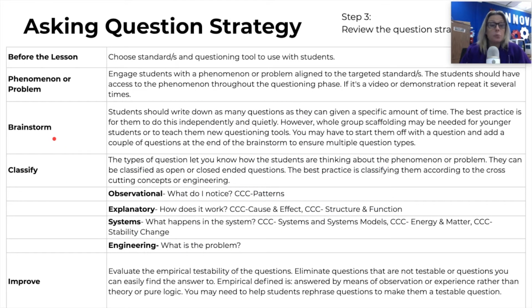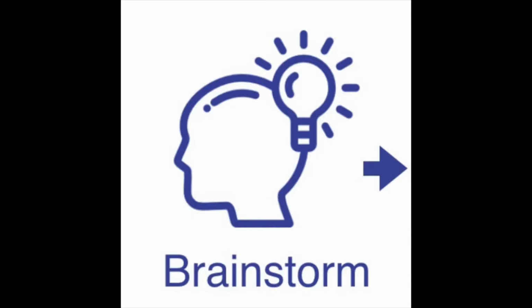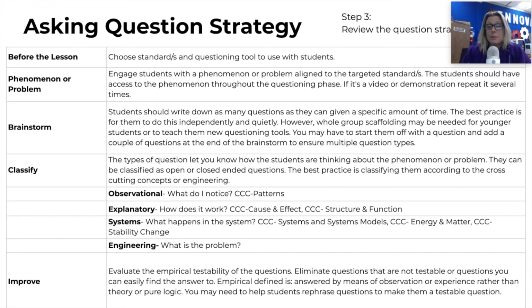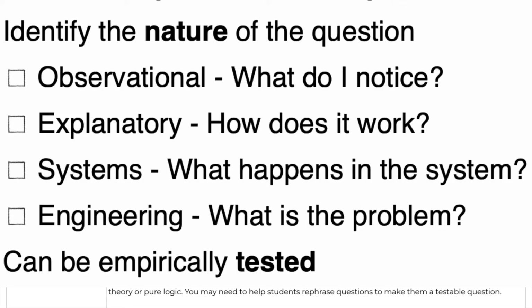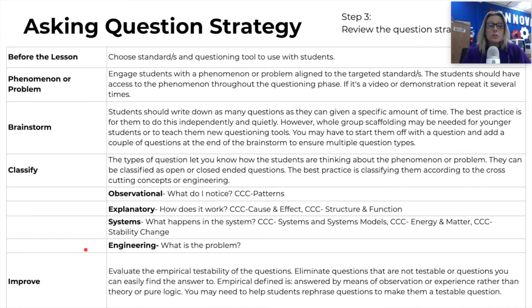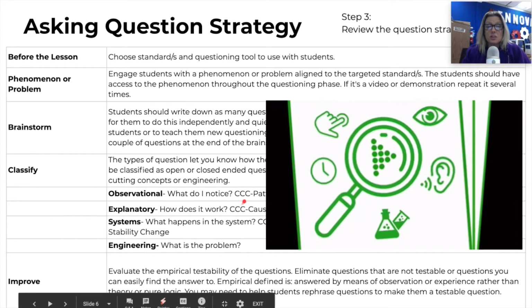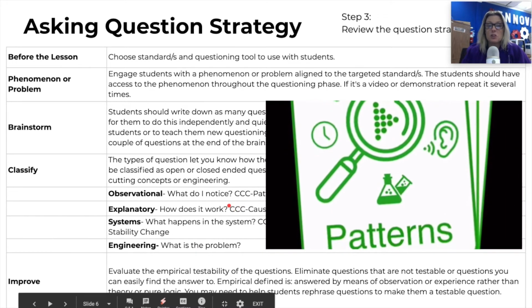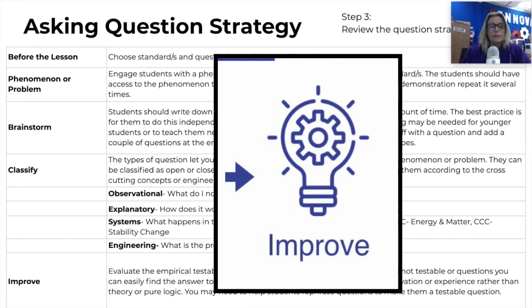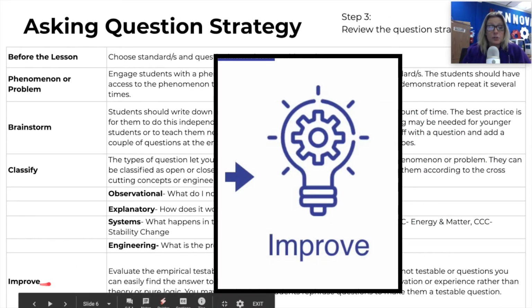So having those kids brainstorm their questions, you want them to at least put down 8 questions. You might want to start them with a question if they're having a hard time, have them ask some questions, and maybe even do some follow-up questions like you saw in the video. Next, the kids are going to classify the questions. Organize them by these 4 categories: observational, explanatory, systems, or engineering. The cards are going to help you, and I'll show you how that works in a minute, but they're going to be organized according to the cross-cutting concepts. This is the way they should be thinking about what they're doing. So then they're going to improve their questions.